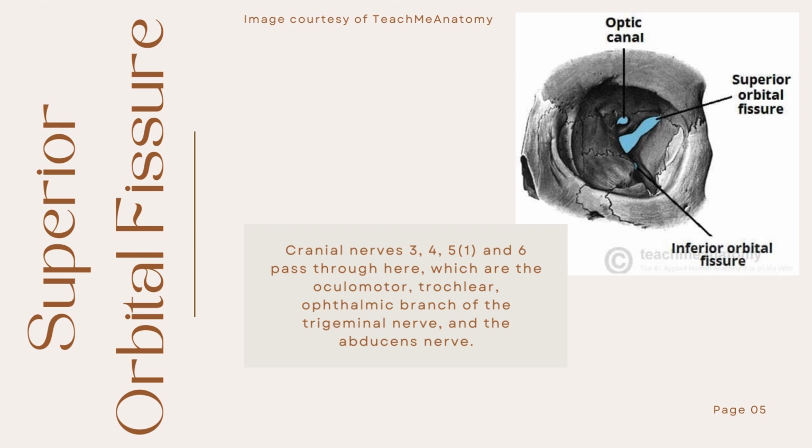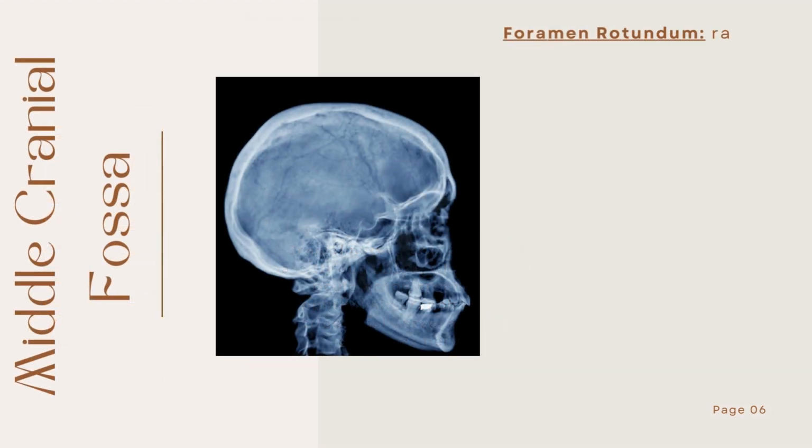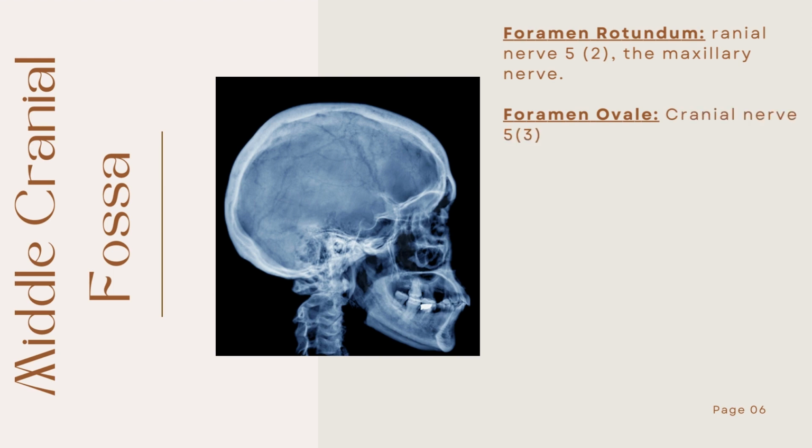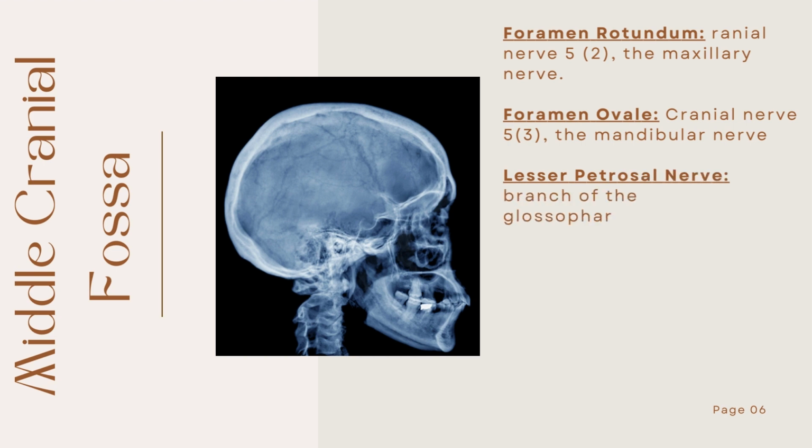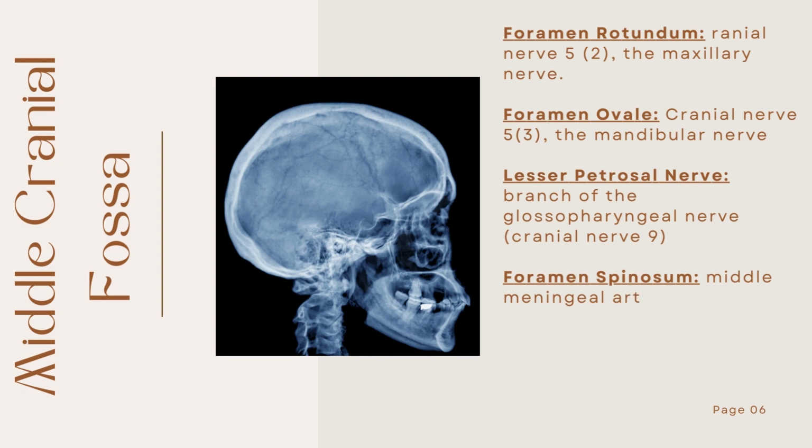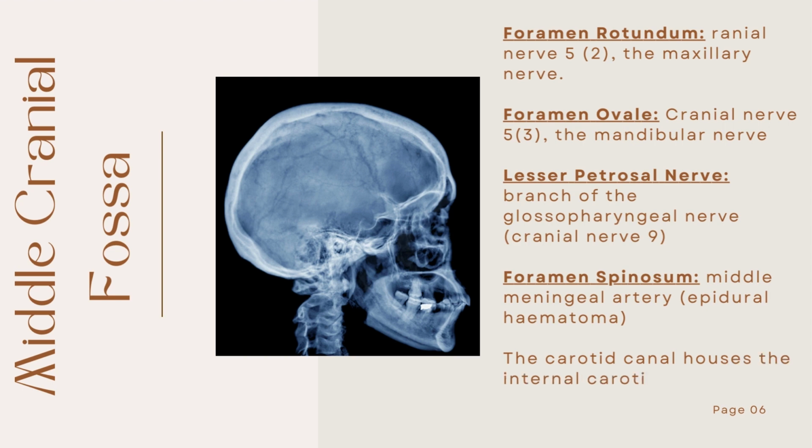Moving on to the middle cranial fossa now. This contains foramen rotundum, which is where the second branch of cranial nerve 5 passes. So this is the maxillary nerve. It also contains the foramen ovale, which is where the mandibular nerve exits the skull. This is the third branch of the fifth cranial nerve, so essentially the third branch of the trigeminal nerve. The foramen ovale is also where the lesser petrosal nerve exits, and this nerve is a branch of the glossopharyngeal nerve, which is cranial nerve 9.